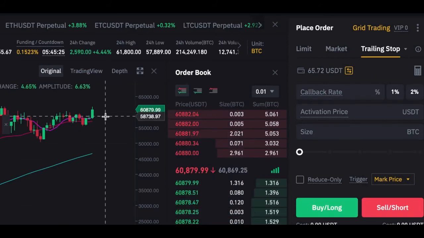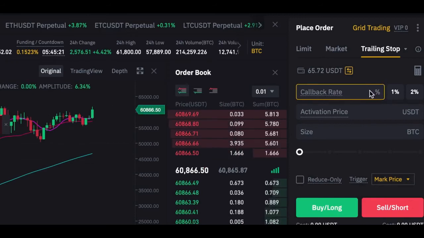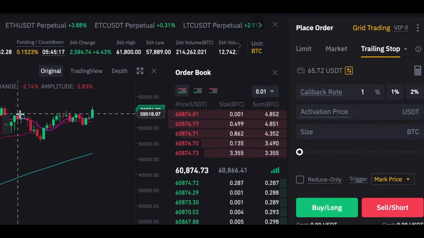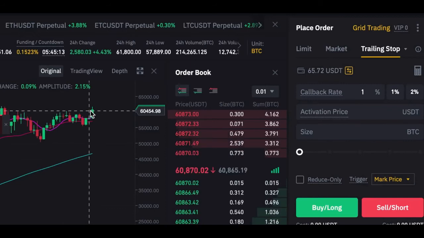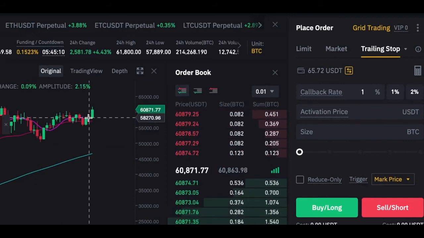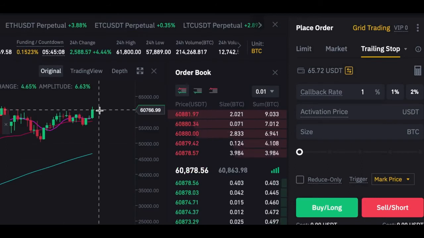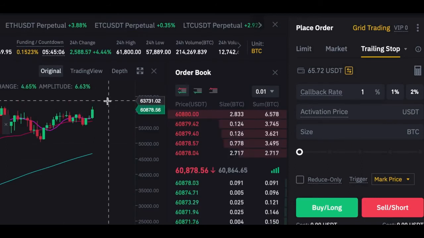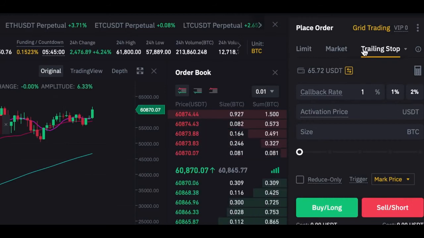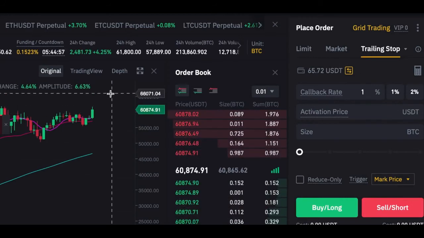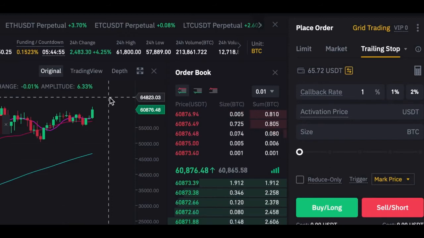So let's say we're long at 60 and then the price goes up to 61. We can have a callback rate right here. We're just going to do 1%. So what that means is that as the price moves up, the trailing stop is going to be below our price by 1% all the way up. So if it goes up to 60, 61, 62, 63 like this, our trailing stop will be 1% below our price at all times. A trailing stop though moves up with upward prices, but it doesn't move down at all.